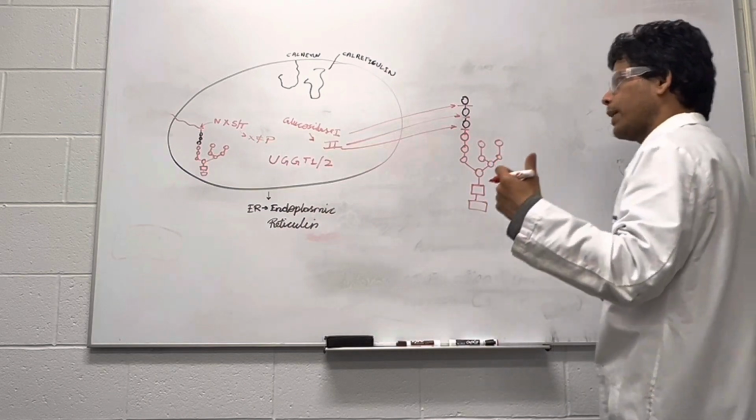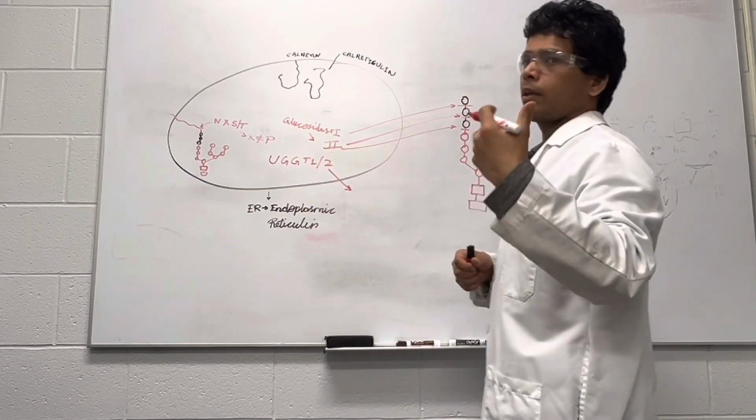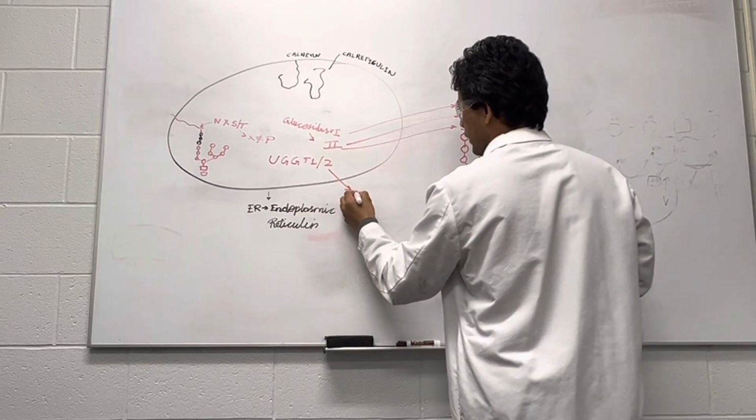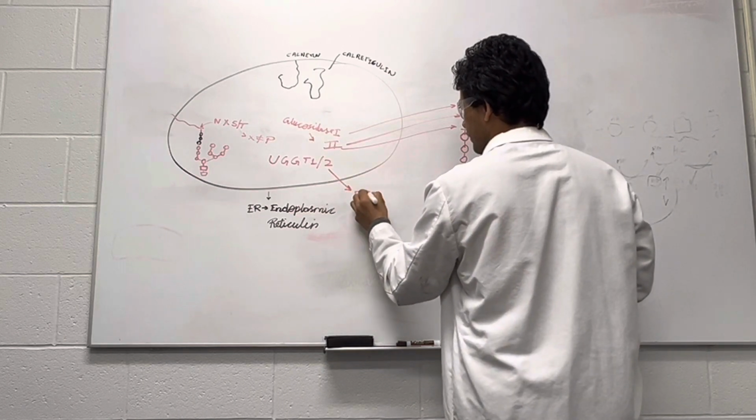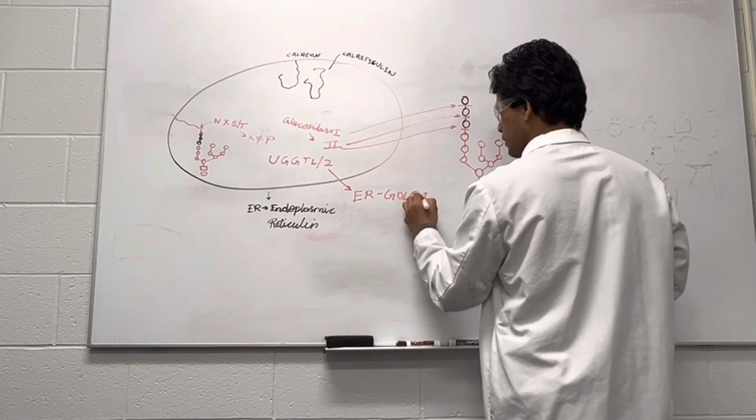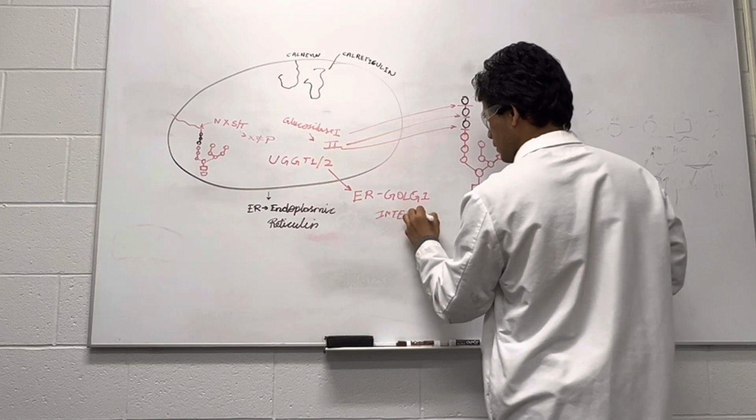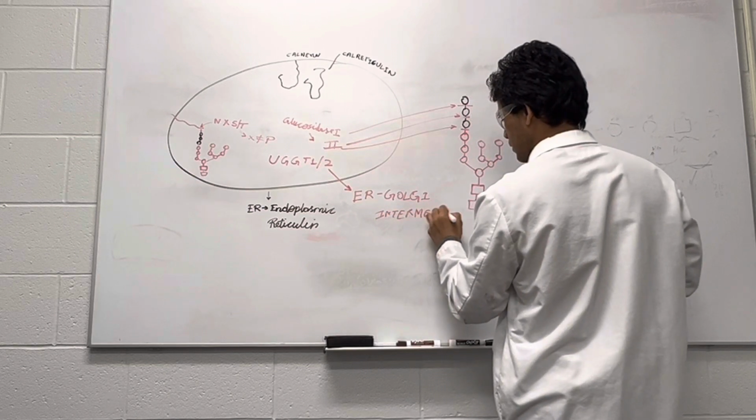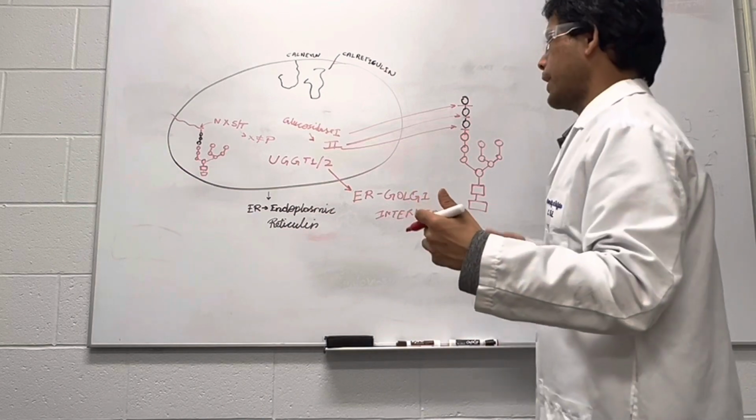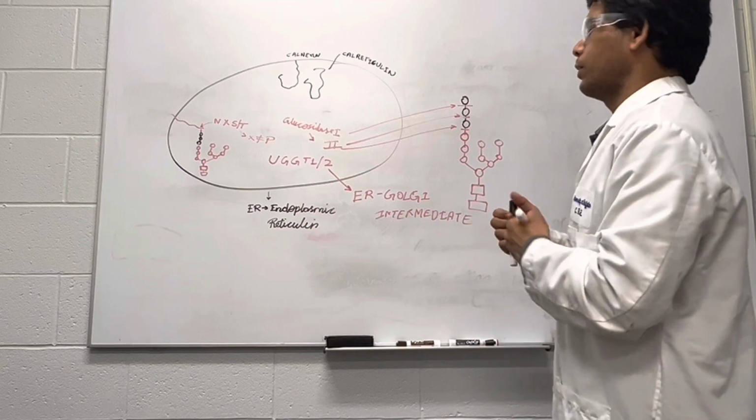If the protein has acquired the native structure, it will then pass on to the next organelle for further post-translational modification, that is either to the ER-Golgi intermediate, or sometimes people call it directly to Golgi.